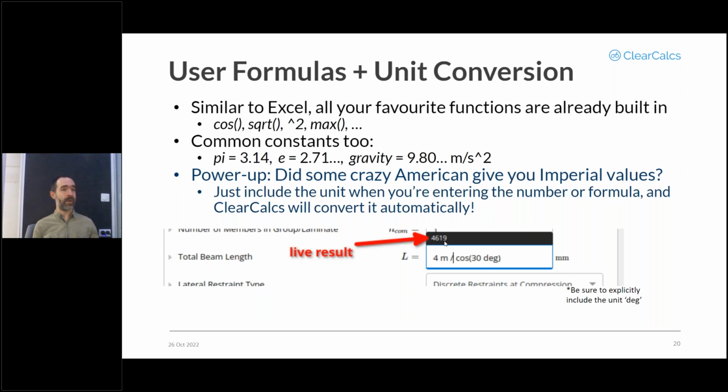So if some crazy American comes along and gives you imperial measurements for something, as long as you type in the unit, we can automatically convert that. So if you type in 4 feet divided by cosine of 30 degrees into an input, we'll automatically convert that to millimeters, recognize that, do that math for you. So you can type in formulas like this into any of our inputs.